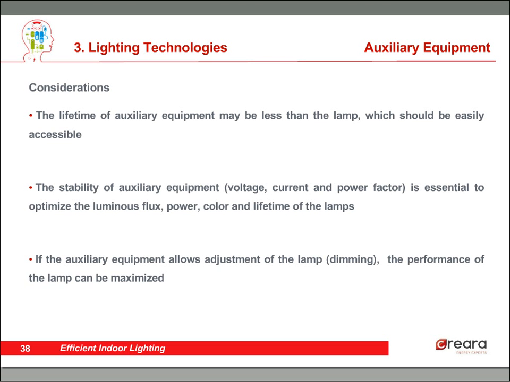In LEDs, one of the key factors is the stability of the auxiliary equipment. We need a good voltage and a good current, and a stable voltage and a stable current to get a good performance of LEDs. Finally, if the auxiliary equipment allows adjustment of the lamp, this is called dimming, the performance, the efficiency of the lamp can be maximized.